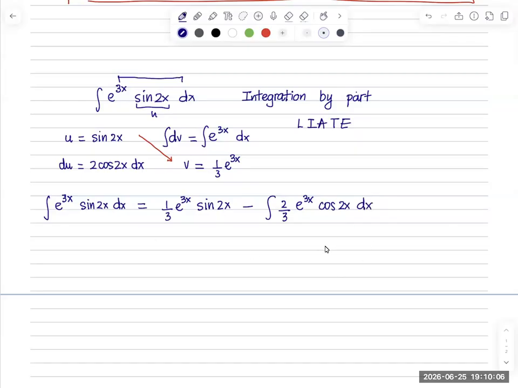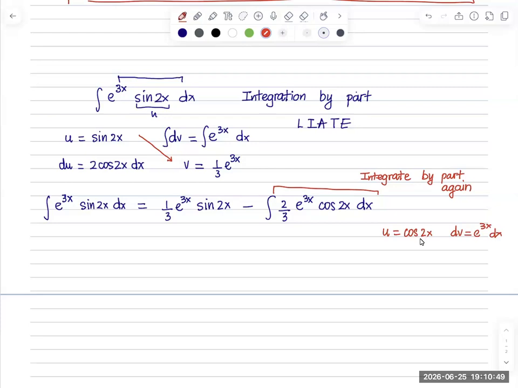Now, for regular integration by parts, usually we can integrate here already directly. However, in this integral, I still end up having the exponent and the trigonometry. So in order to complete this problem, we need to integrate one more time. So we need to integrate by parts again. And I'm gonna let u equal cosine 2x, and then dv is e^3x dx.